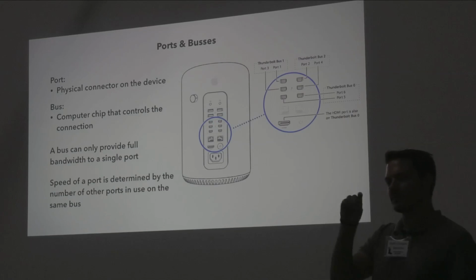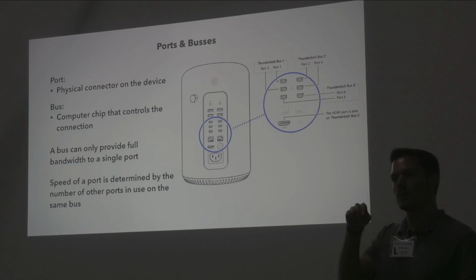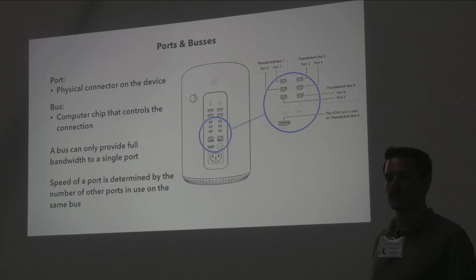If you have a PC, there should be some kind of logo that'll tell you what the port is capable of. Like if it's USB 2, it should be a USB 2 logo. If it's USB 3, it should be a USB 3 logo. Does that make sense?